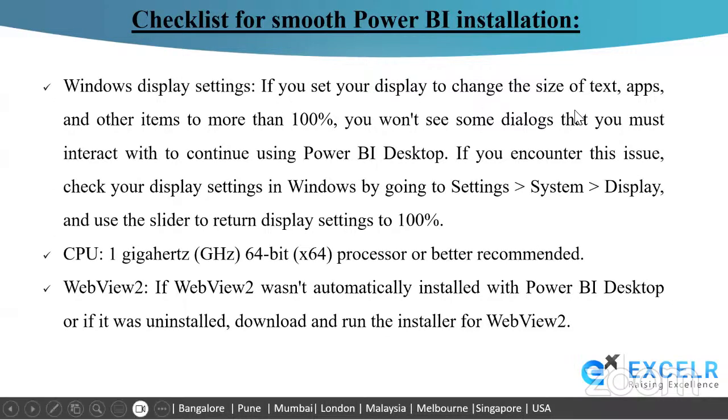Display settings: if you change the size of text, apps or items to more than 100%, you won't be able to see the dialog box, because sometimes the dialog box goes beyond the taskbar. So the system setting should be 100%. Normally it's there by default. If not, go to Settings, System, Display, and use the slider to return the display setting to 100%.